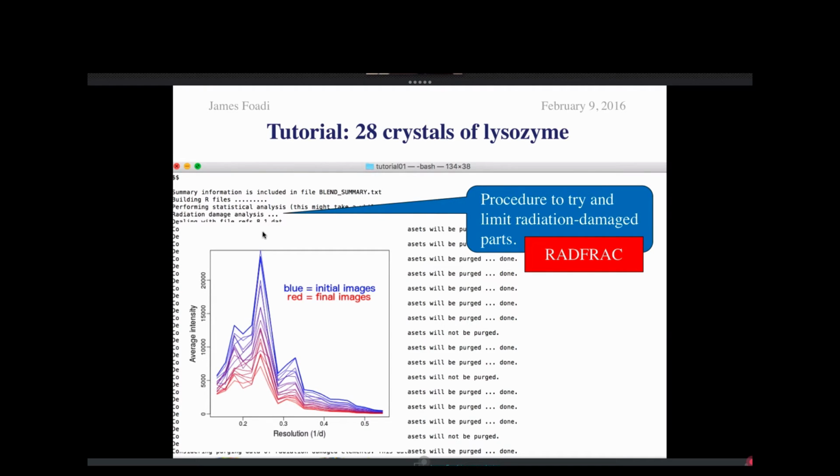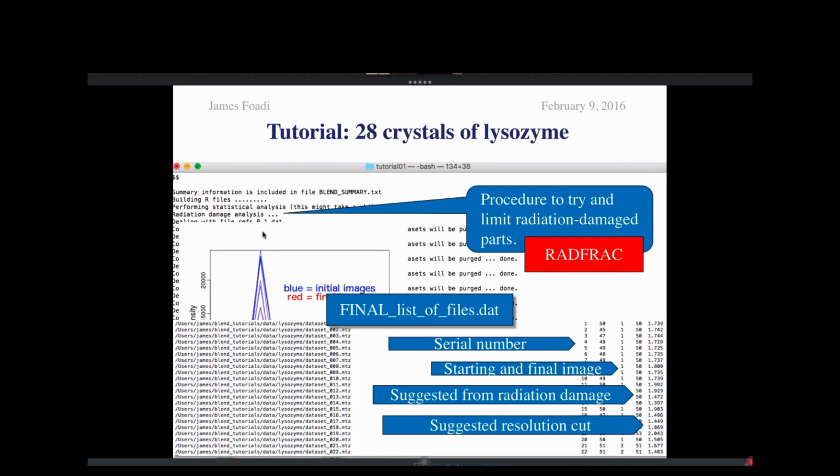This number for each dataset is written to a file called finallistoffiles.dat. As you can see, the file lists all paths to the used datasets with the assigned serial number at column 2. Columns 4 and 5 describe initial and final image numbers, while the cut suggested by the radiation damage procedure is reported at column 3. The last column reports an estimated resolution cut.